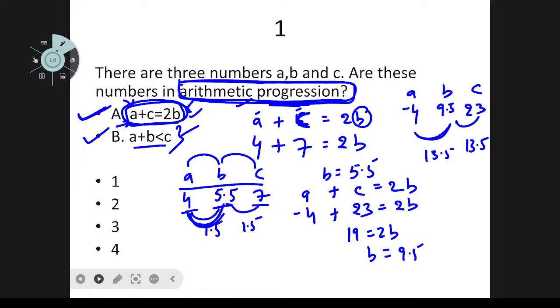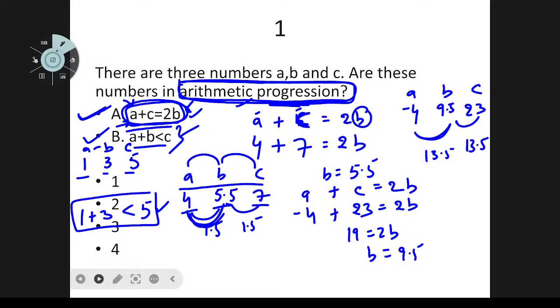Can I take 1, 3 and 5? So A I am taking as 1, B as 3 and C as 5. Now, am I satisfying the condition? Yes, that's why I took these values. So 1 plus 3, A plus B, is less than 5. Now, when I satisfy this condition, is it in arithmetic progression? Yes, it is, because the difference is 2 and here the difference is 2.